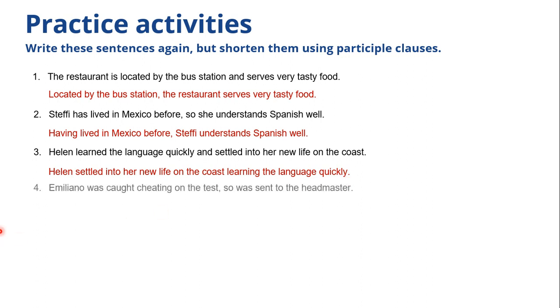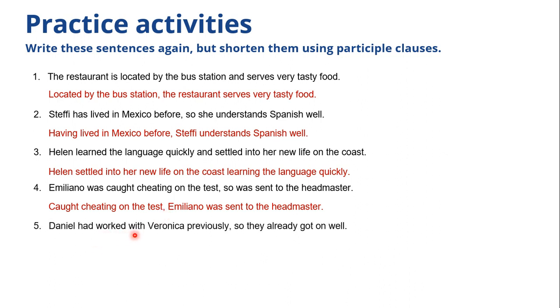The next one: Emiliano was caught cheating on the test, so was sent to the headmaster. Who was sent to the headmaster? Emiliano. Who was caught? Emiliano. So the use of a linker. So what is the way? Caught cheating on the test, Emiliano was sent to the headmaster. The position is at the end, but caught cheating on the test is at the beginning, so use a comma here.